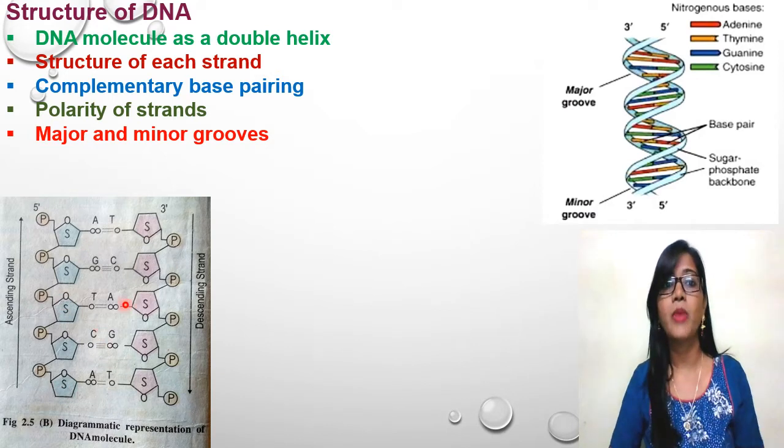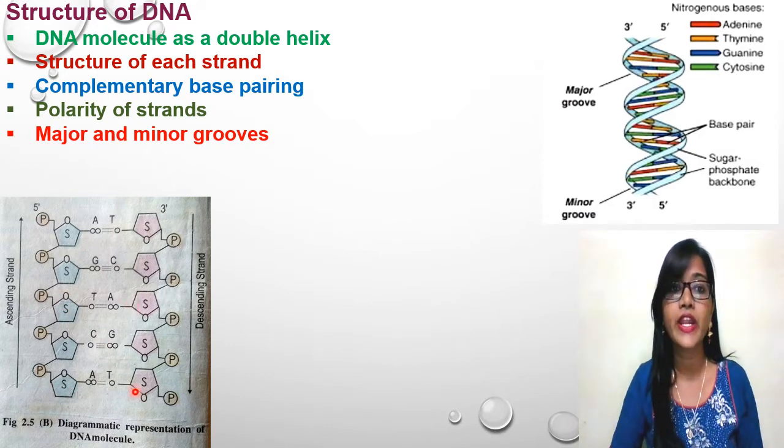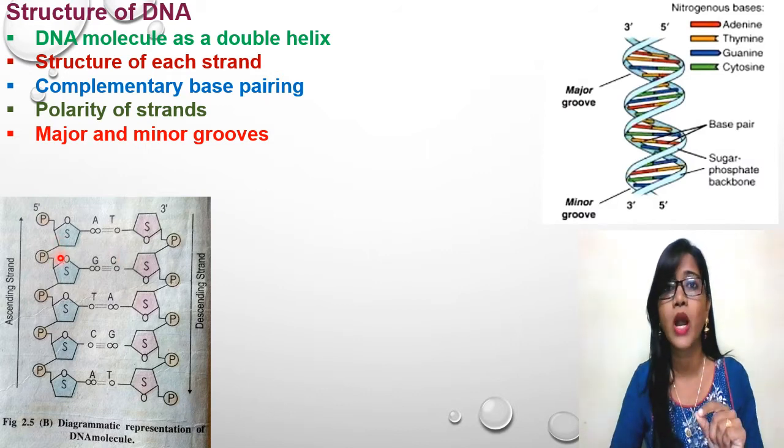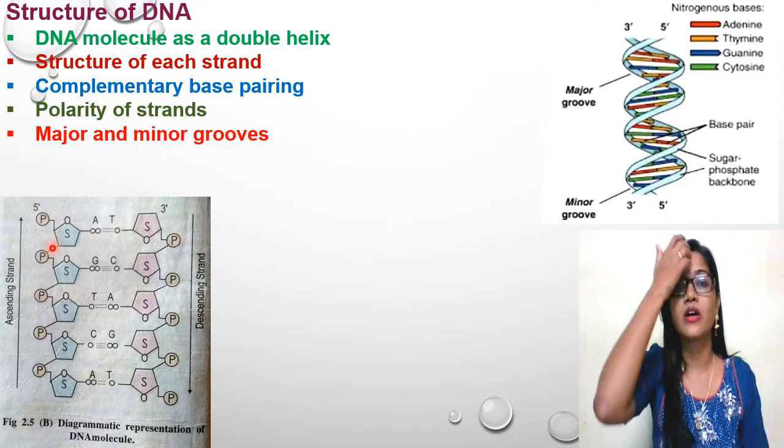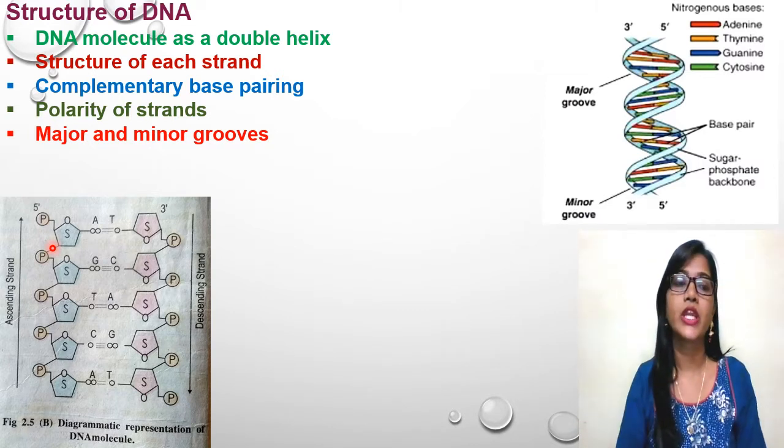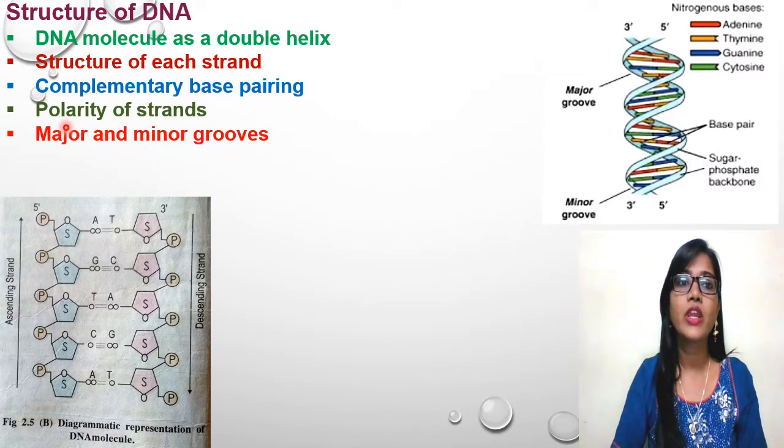So that's all about the polarity of the strand. This is very important. Here you just talk about the positioning of the carbon atom, which is the free end of that strand of the DNA. That's very easy to understand when you understand the structure of the DNA.